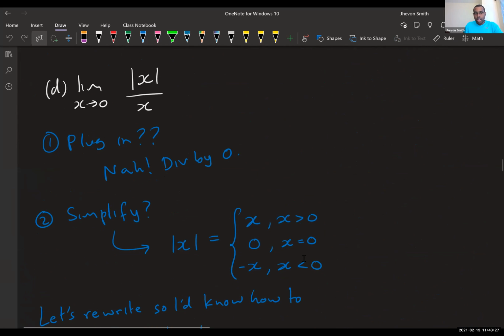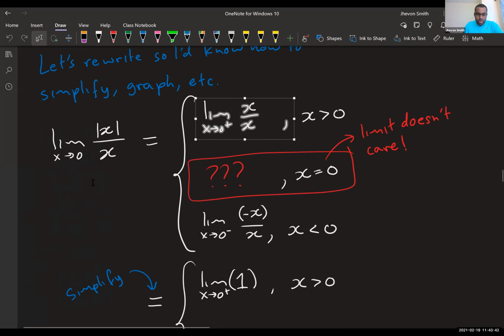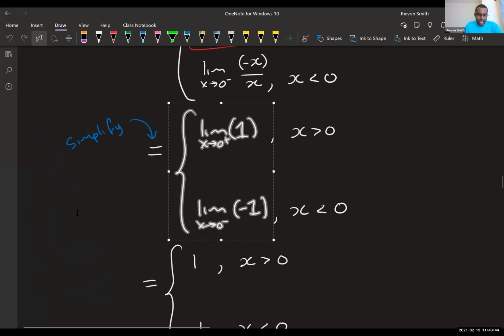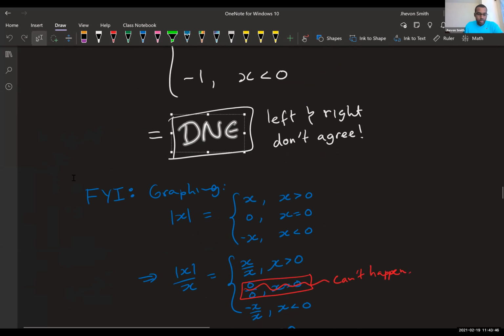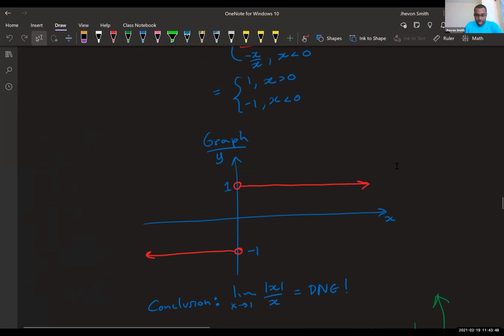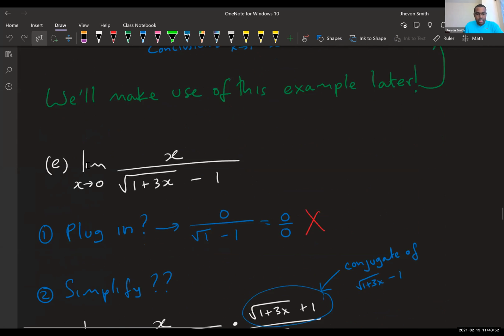So here, plug in. Yeah, we want to do that, but we can't because we would divide by 0. So now we go, okay, step 2, simplify. But what does it mean to simplify that? Well, I need to know what the absolute value is. I need to understand my notation. So we broke it apart. Once we broke it up, we could then simplify, and then it's clear that it does not exist, right? You could also graph. The graph would look like this. And again, it's obvious that it does not exist.